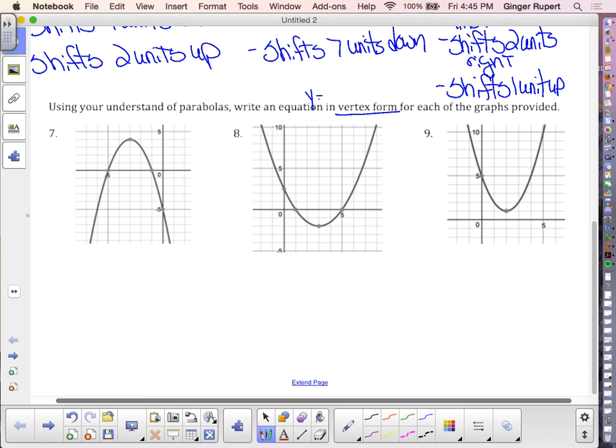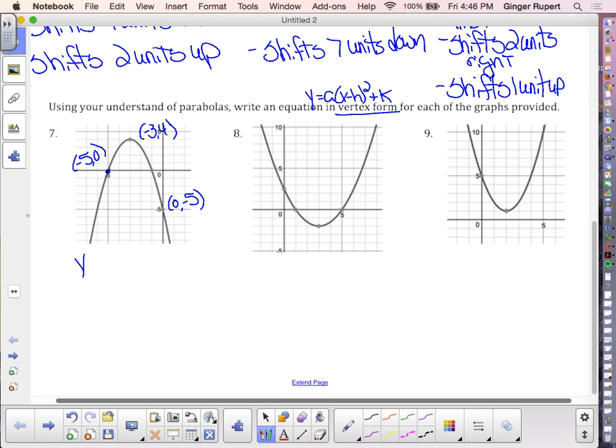Vertex form is y is equal to a times x minus h squared plus k. So take a look at that vertex. It is at minus 3, 4. And then look at the graph and find another ordered pair that intersects at a point so you can clearly see that that's an ordered pair on the curve. Here, we could use negative 5, 0, or we could use 0, negative 5. Either of those are points on the curve.